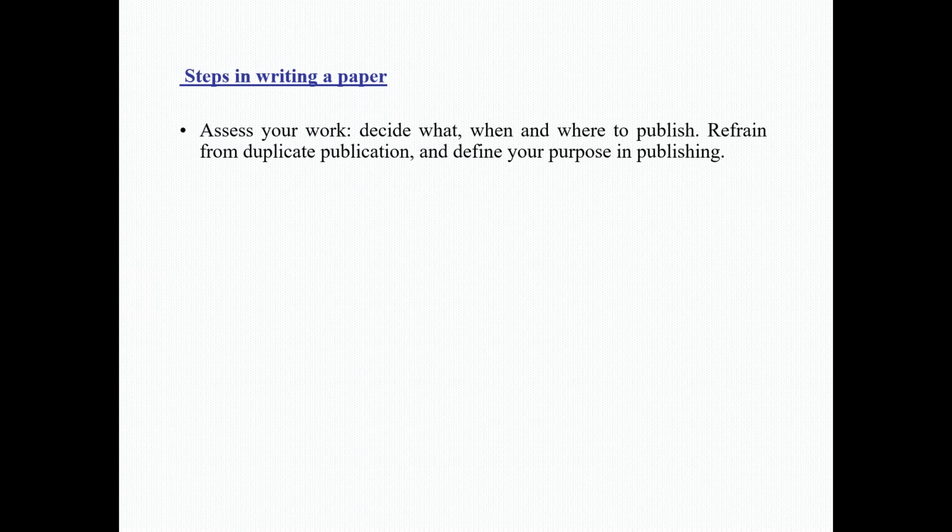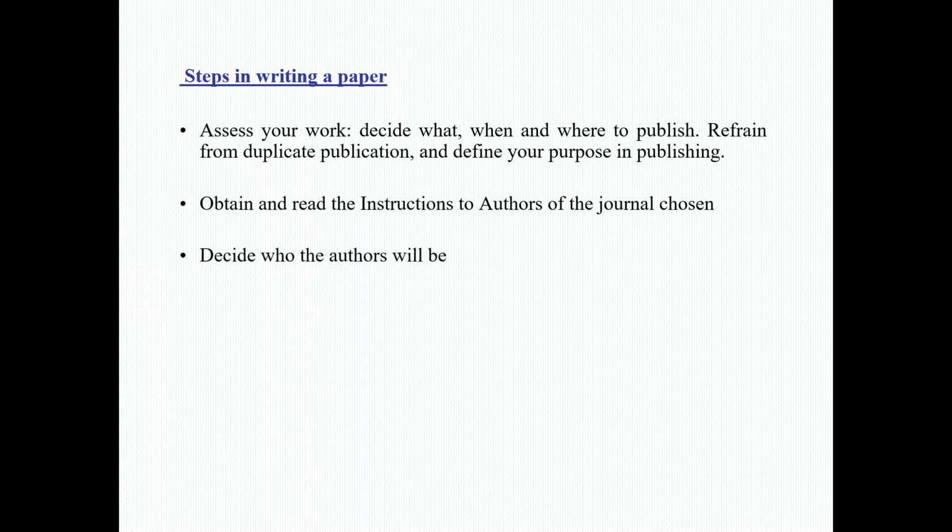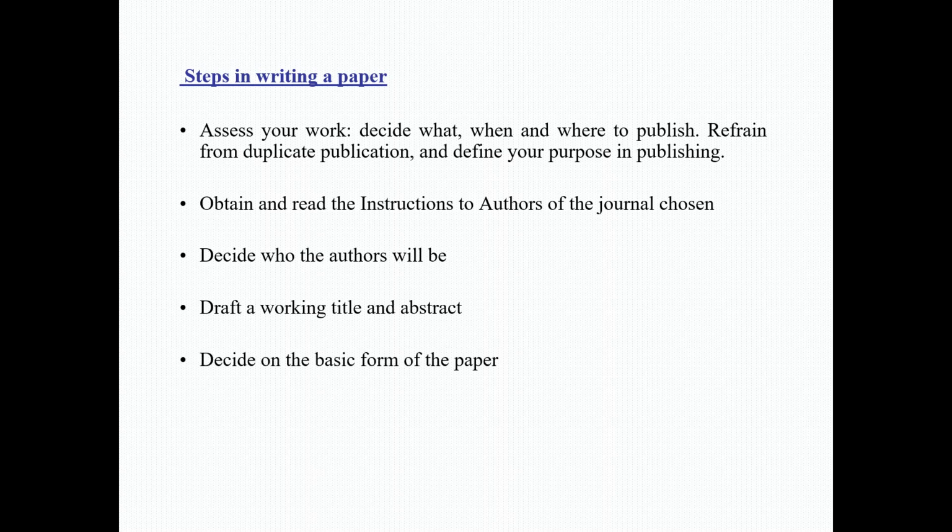First of all, the first thing that you need is to assess your work, decide what, when, and where to publish, refrain from duplicate publications, and define your purpose in publishing. Obtain and read the instructions to the authors of the journal chosen. Decide who the authors will be. Draft a working title and abstract. Decide on the basic form of the paper. Collect the materials under the major headings chosen.